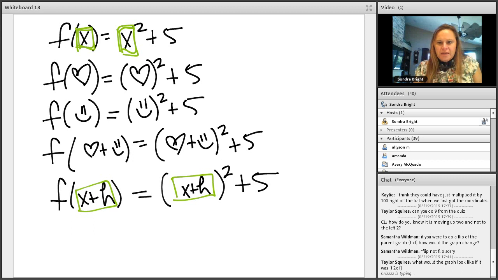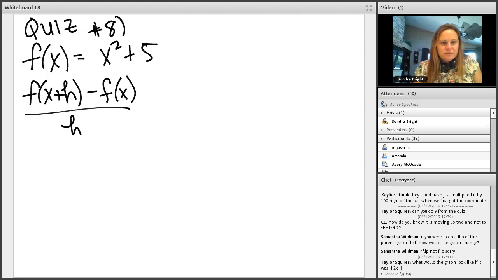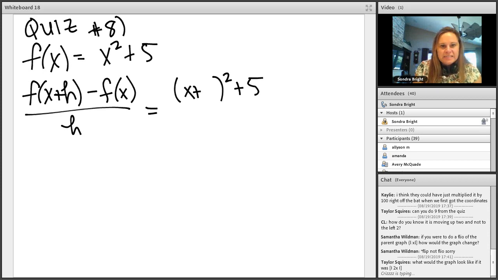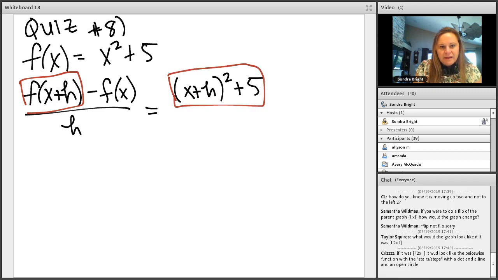Okay. So let me go back to the screen. This is equal to, we're going to plug in an x plus h into our function. So it's x squared plus 5. But what I'm plugging in is an x plus h. So that part was only this part right here. Then I've got a minus, and we're going to do minus f of x, right?